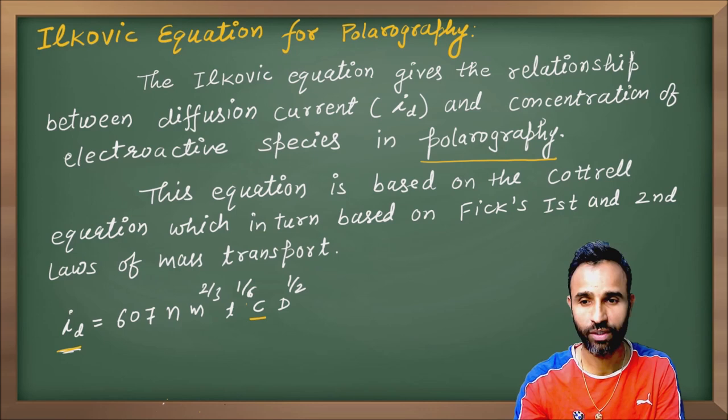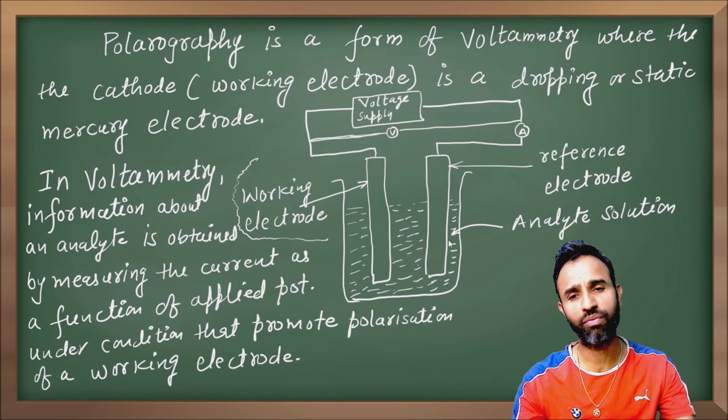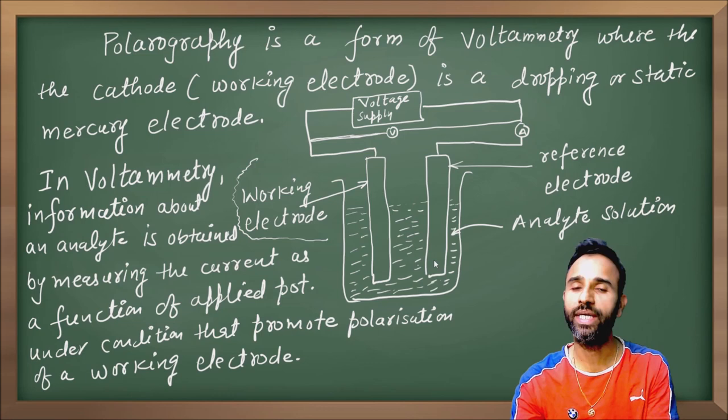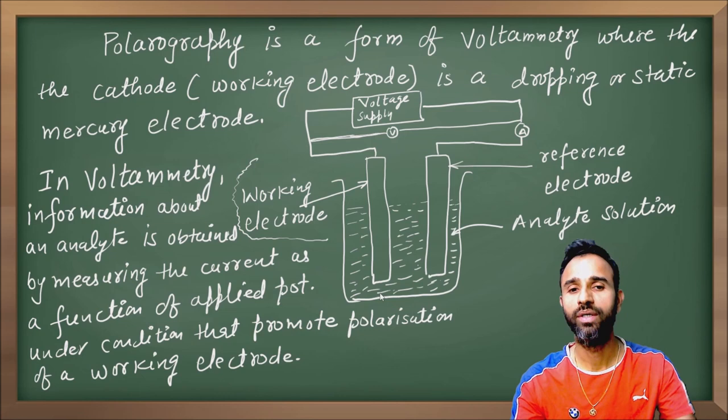First, I give you introduction of polarography. Polarography is a form of voltammetry only. What is voltammetry? It gives information of the analyte ions. Analyte means electroactive ions, which is obtained by measuring the current as a function of the applied potential under conditions that promote polarization of the working electrode.